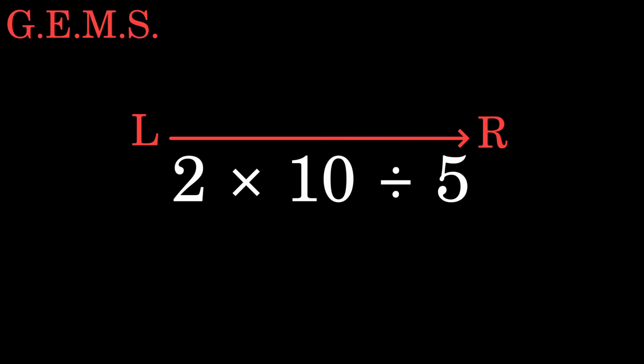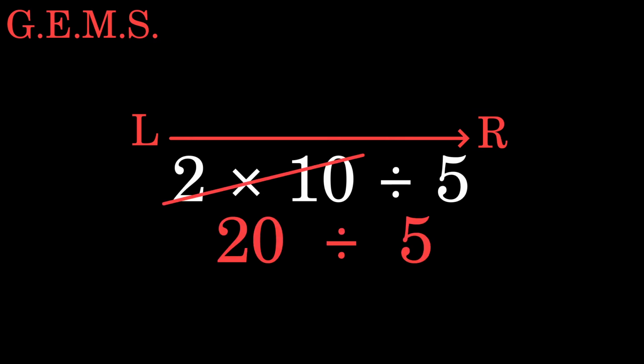Since we have two of the same operation, we just operate from left to right. That's it. Start at 2, multiply by 10. That's 20, then we divide by 5 right afterward. That is 4, and we are done.